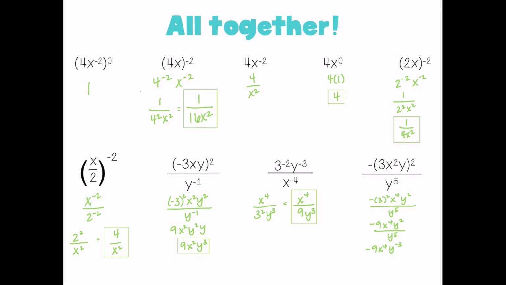Well, we cannot have a -3, so we're going to go ahead and move that to the bottom so that it becomes a +3.